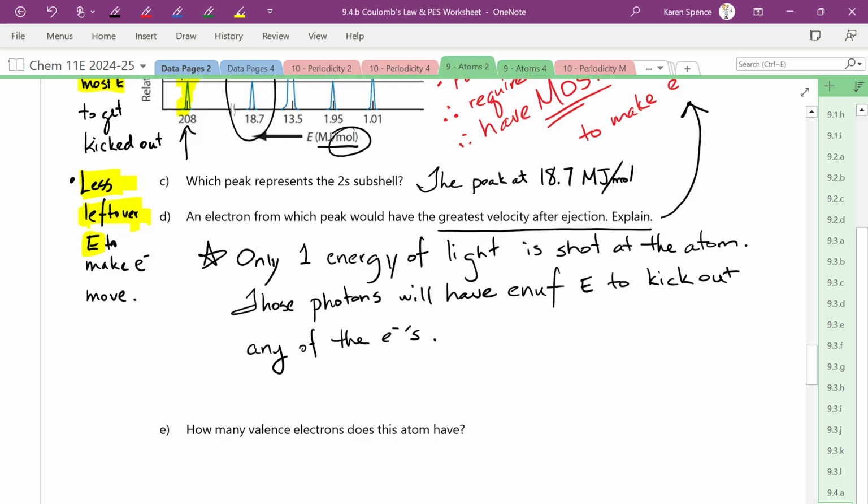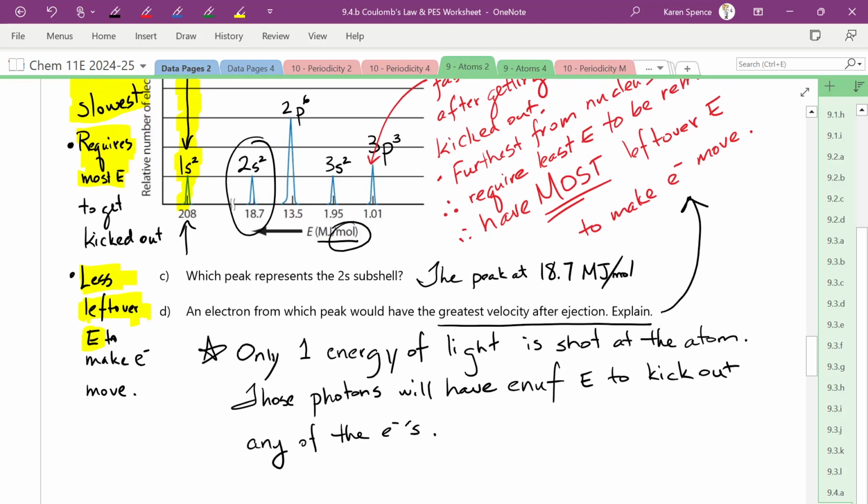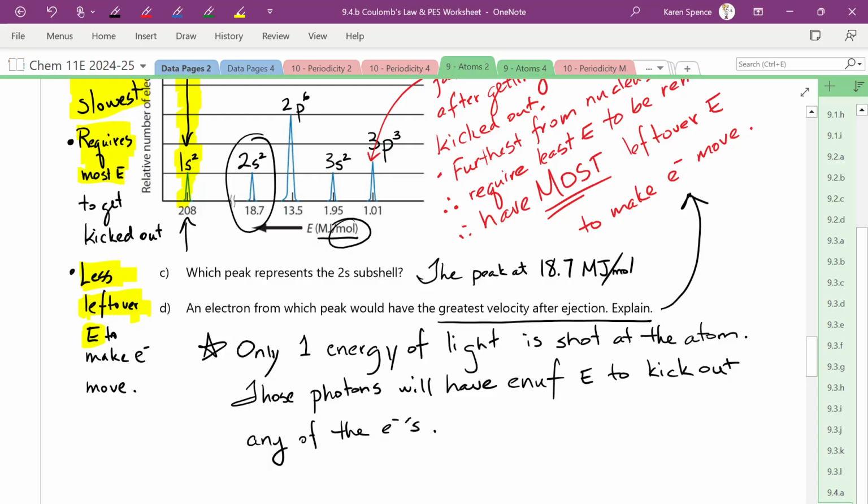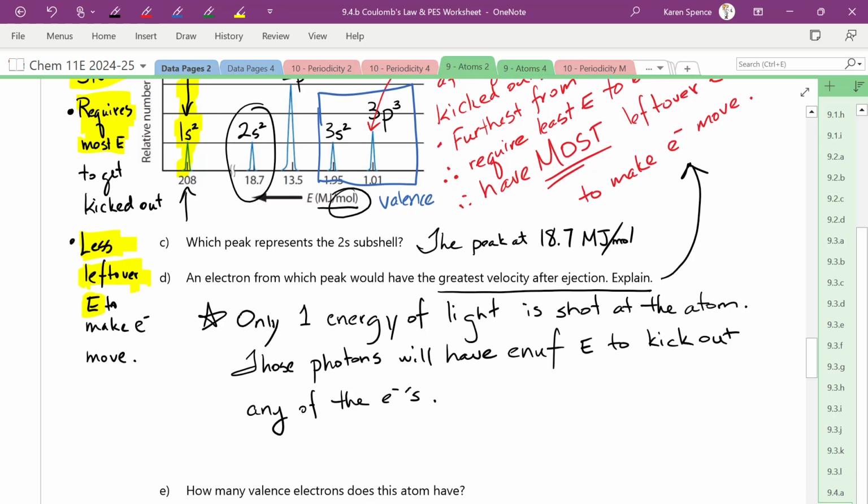How many valence electrons does this atom have? 5. We're good? The ones in the three shell, not the 3p. Shell number 3, these are our valence electrons here, because our core would be neon.